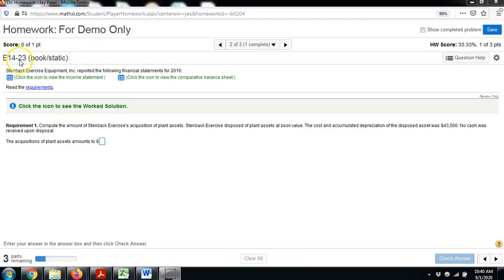This is E14-23, and basically we're going to be trying to use our understanding of balance sheet and cash transactions to figure out what cash transactions took place just using a balance sheet for 2 years of a business. So, or rather the balance sheet and the income statement. So let's look at this first one. It looks like it's asking us to calculate the acquisition of plant assets in a year based on what happened in the balance sheet.